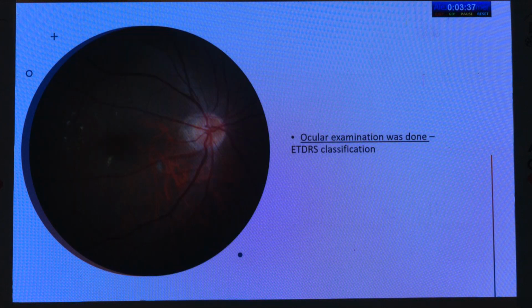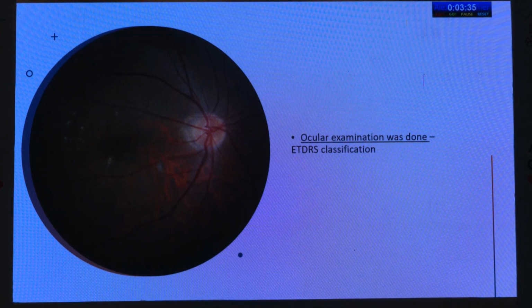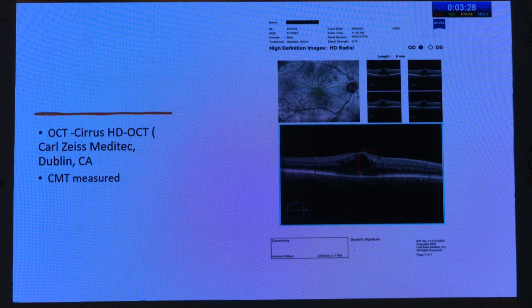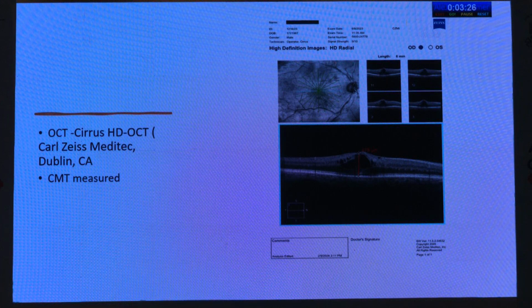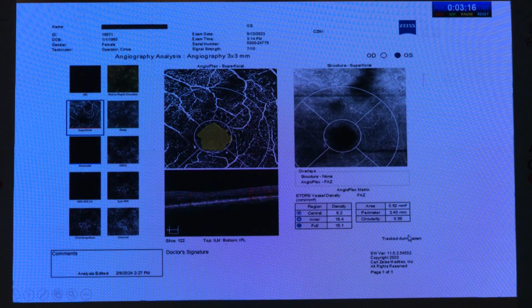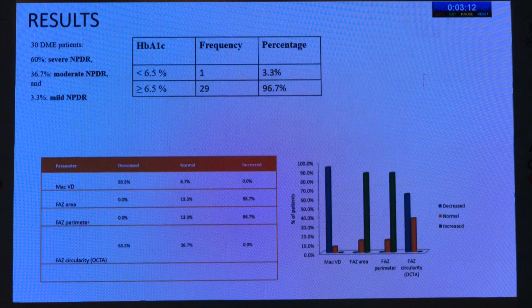Patients underwent an ocular examination and were classified according to the ETDRS classification, followed by OCT, which was done to measure the CMT because our inclusion criteria included only patients who had CMT more than 300 microns, followed by OCTA. On OCTA, we measured the vessel density and FAZ area, perimeter, and circularity to assess the microvascular changes. These slides depict how OCTA was done in various patients.